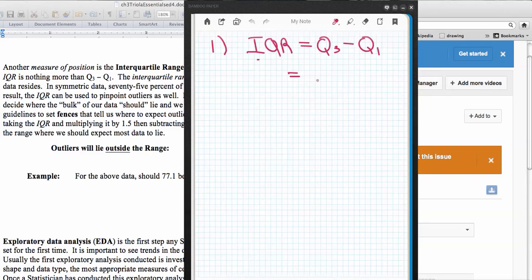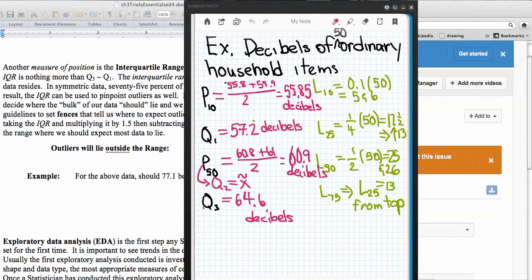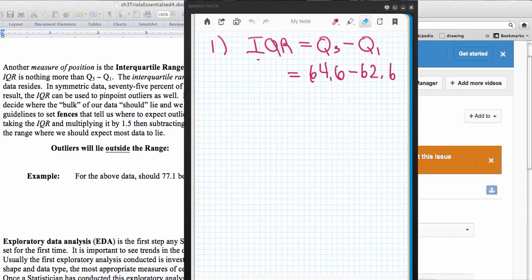So 64.6 minus my 62.6. Sometimes my memory is not very good, so I'll go back here and, oh, it wasn't. My memory was terrible. 64.6 minus my 57.2, and then we'll calculate that. So let me erase this because that was totally way off base and rewrite it correctly, 57.2. And that difference, that interquartile range, is actually 7.4.